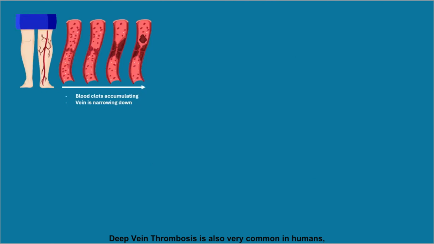Deep vein thrombosis is also very common in humans and generally occurs in individuals with a sedentary lifestyle. In deep vein thrombosis, or DVT, blood clots form in the deep veins, typically in the lower leg. Due to this, the affected veins get narrower over time, and leg pain and swelling will occur.